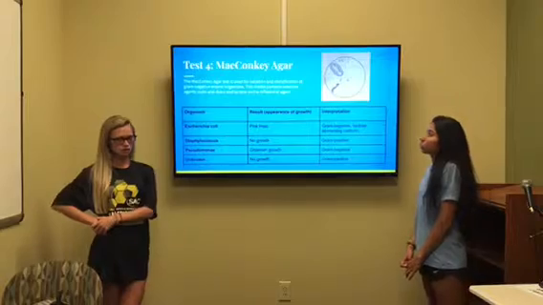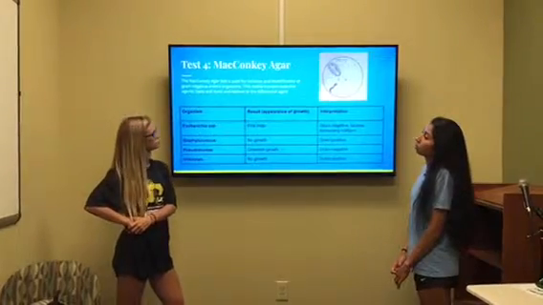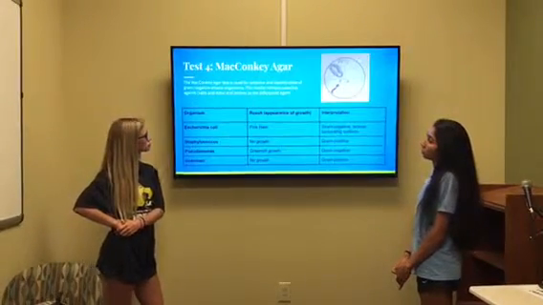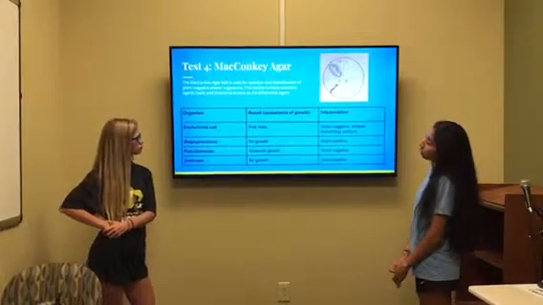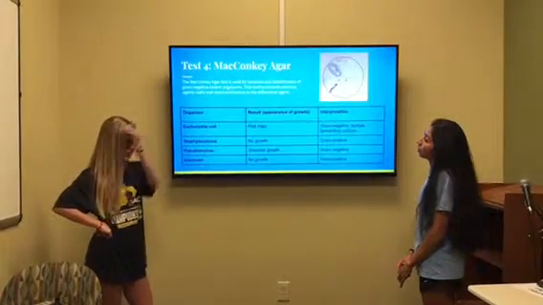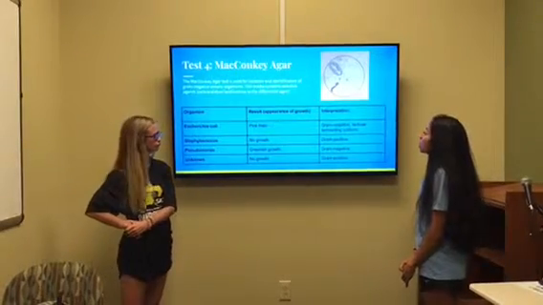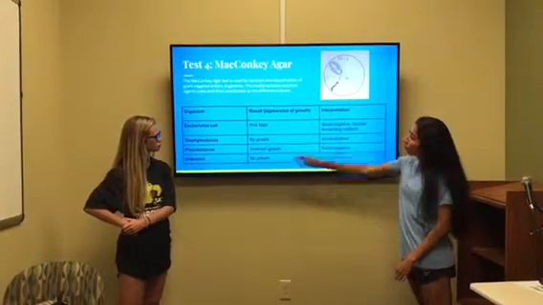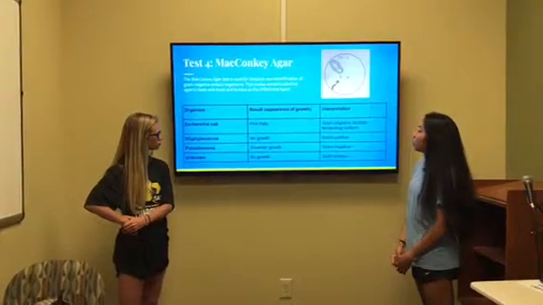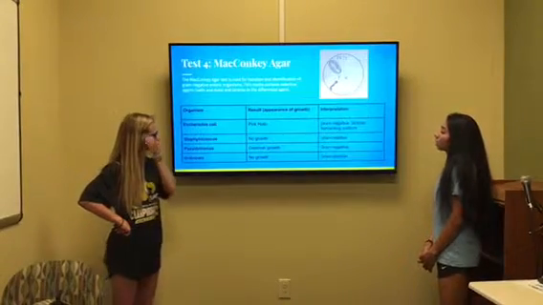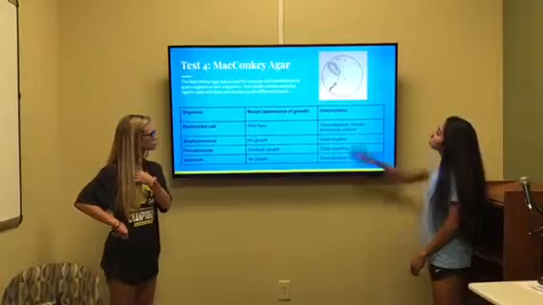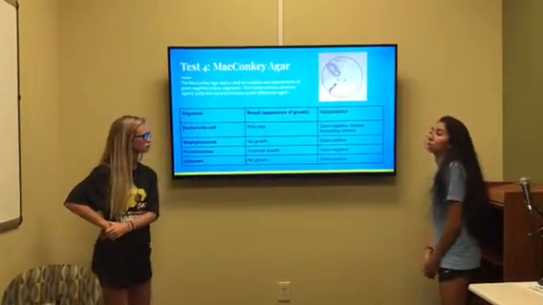The next test was the MacConkey agar. The MacConkey agar test is used for isolation and identification of gram-negative organisms. This media contains selective agents like salts and dyes, and lactose as a differential agent. And we tested these 4 organisms, and our unknown did not grow on this, which meant that it was gram-positive. So this is our drawing of what it looked like.